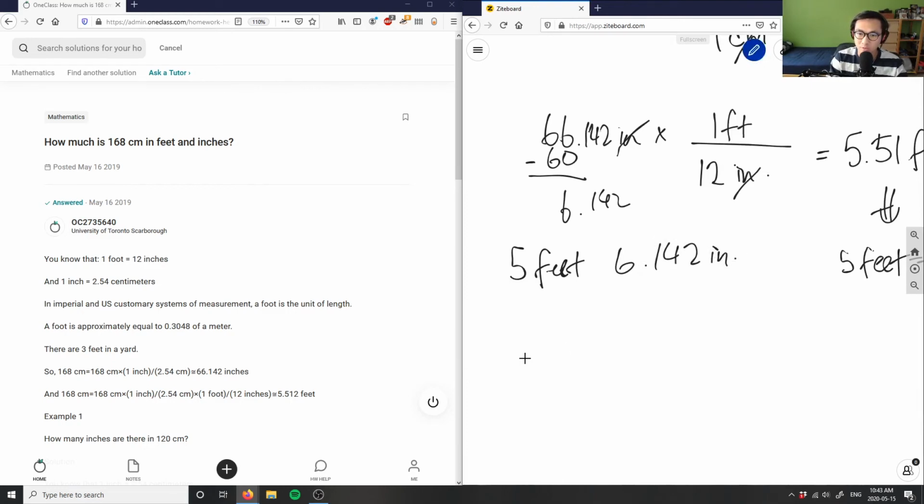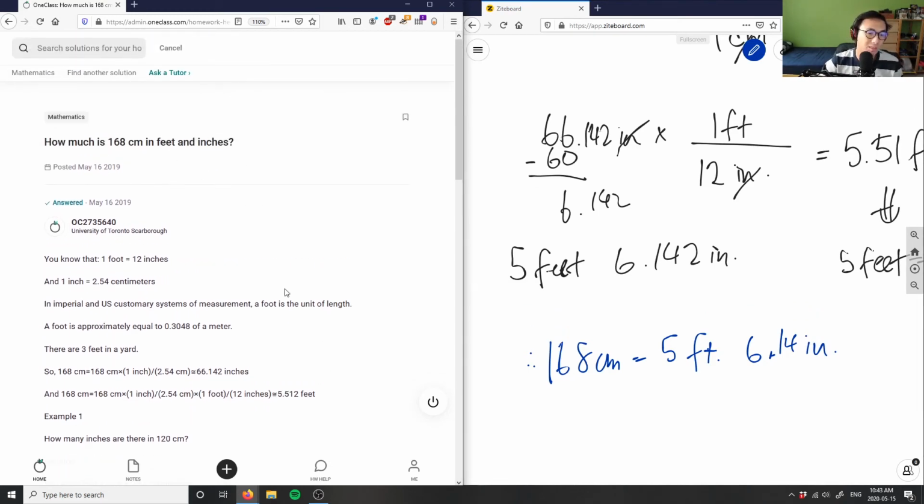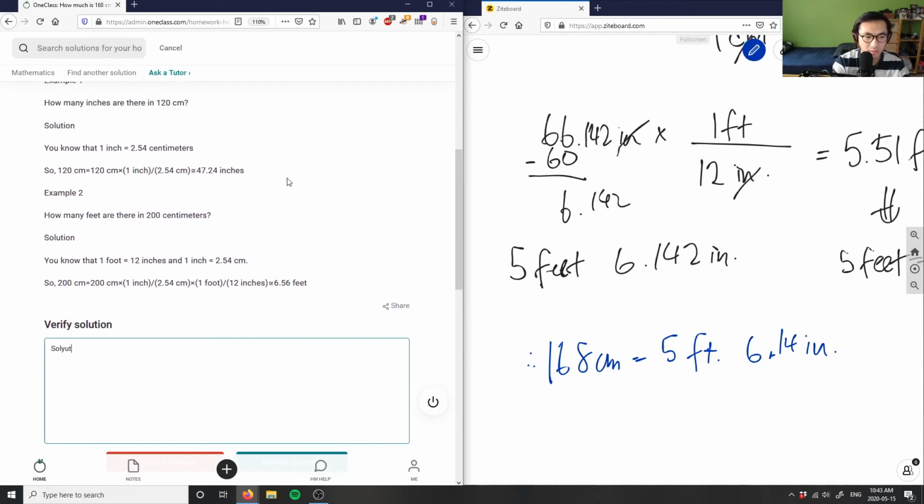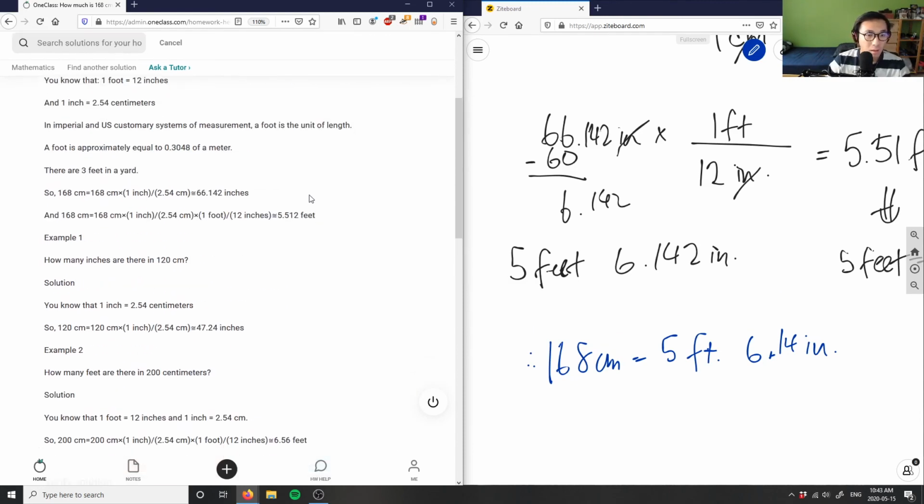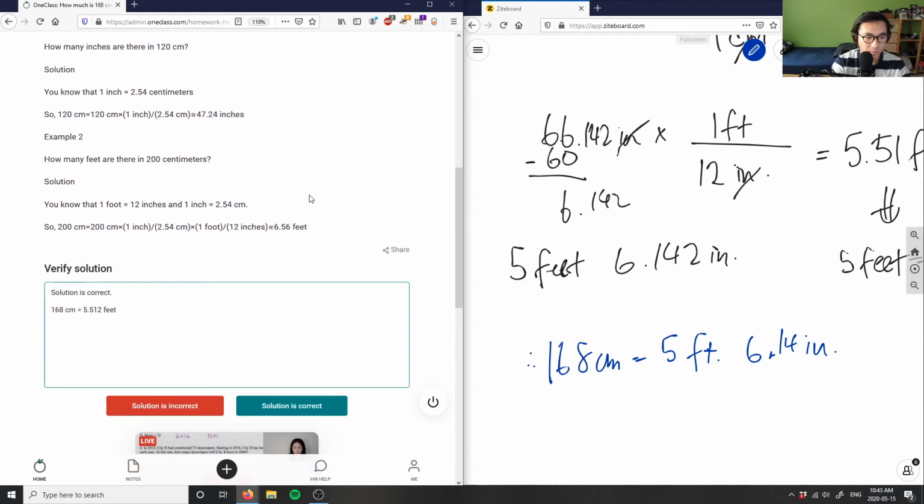So you can say that our solution is 168 cm equals about 5 feet 6.14 inches. So the solution here is correct. They actually wrote only feet here, so I don't think they give me inches, so I'm going to say the solution is incomplete. I don't know if they want feet and inches or just feet, but maybe I'll say the solution is correct and they just misunderstood the problem. I'm going to add on to their answer and say 168 cm equals 5.512 feet. Therefore 168 cm would equal 5 feet and 6.142 inches. The solution here is correct.